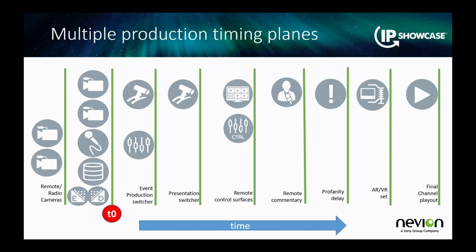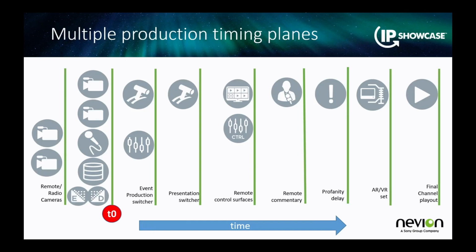We have remote control surfaces, such as were used from people's domestic dwellings during COVID. Inherently, there's a latency on that because you're typically using public internet connectivity to get to a home and then back again. So you could be talking about at least tens of milliseconds in a round trip delay that you're incurring by doing that. Everything downstream of that point in the production needs to compensate by having a timing plane that can accommodate that round trip delay.